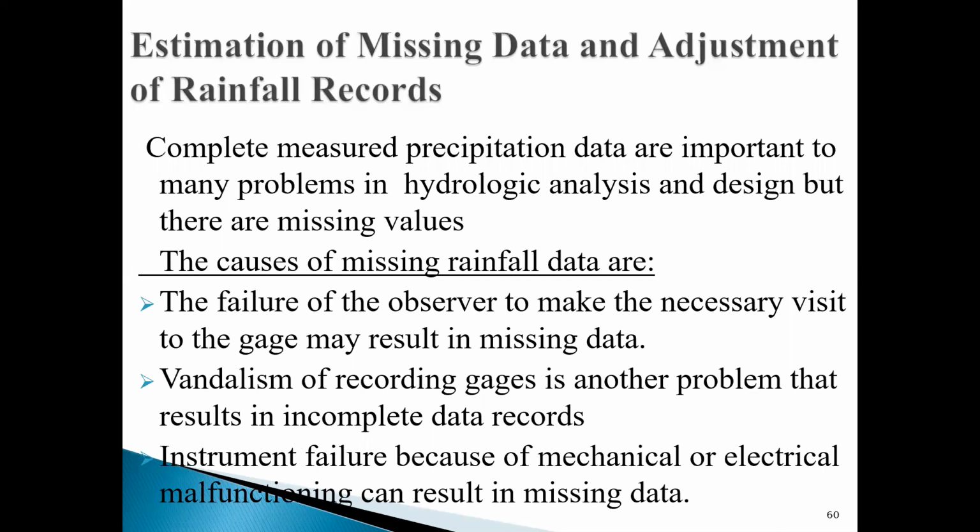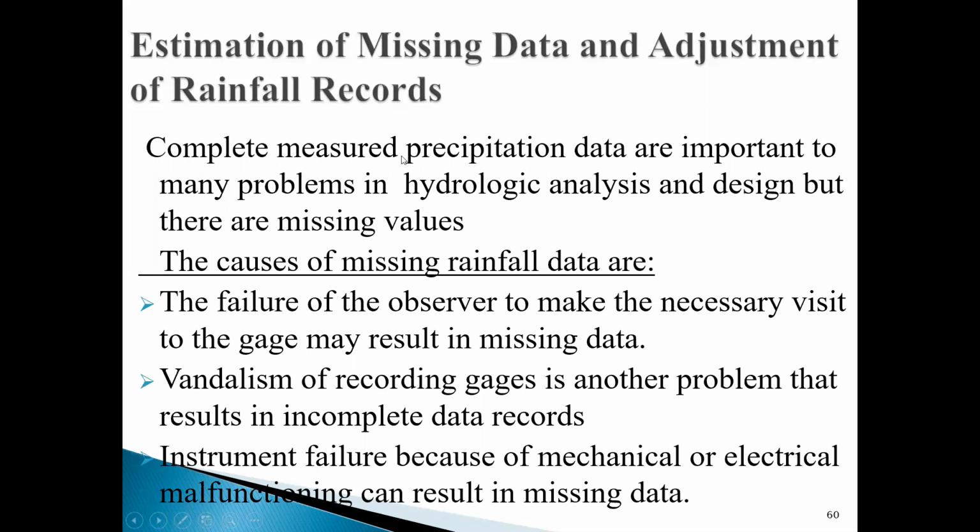In such a case, we have to estimate the missing data at that particular rain gauge station, and it has to be adjusted for the current situation or present condition. So now, estimation of missing data and adjustment of rainfall records.